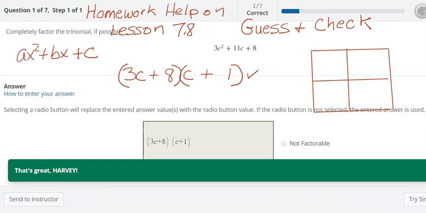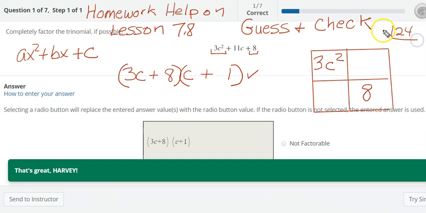Now, before we go on, I think it might be a good time to look at the box method again. Again, I don't feature that often, but we'll take a look at it. Now, we said for doing this, we put this first term here, 3c squared, and this term here, 8. Now, we're looking for things to put here. Now, when we multiply the 3 times 8, we get 24. That would be our A times C, our AC.